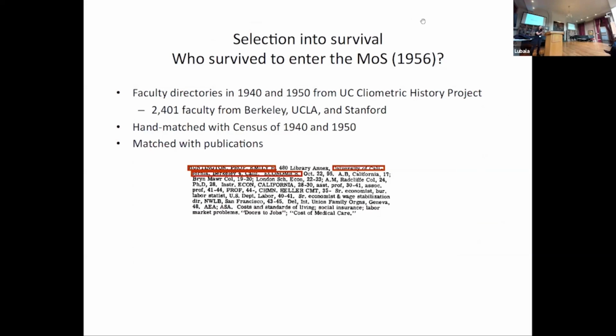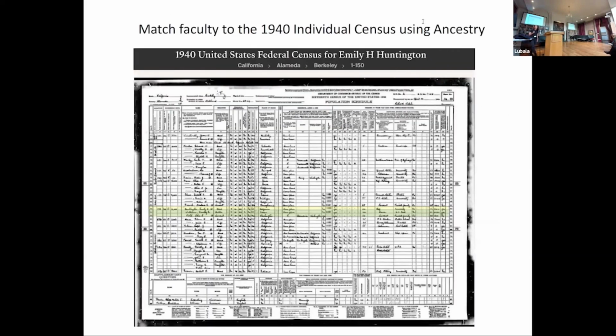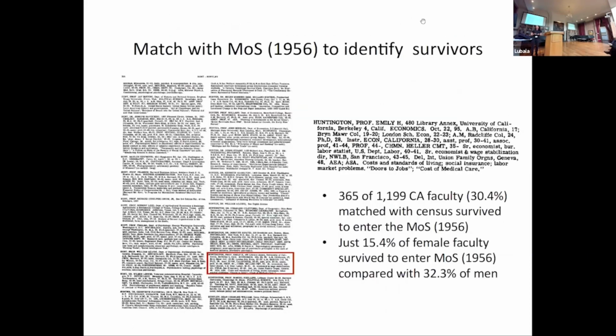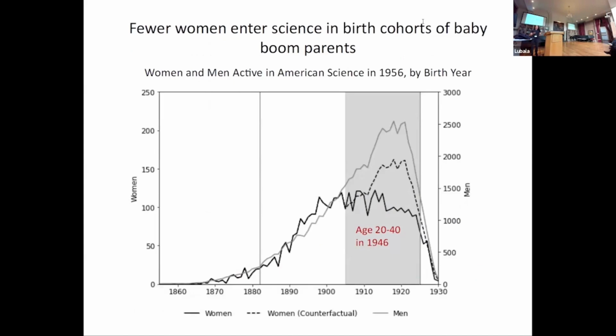We want to look at selection more carefully, so we have to figure out who survived to enter American Men of Science. To do this, we match faculty directories with the census, and we see whether women are more or less likely to survive to enter Men of Science. I'm just going to show you this really quickly. Yes, women are half as likely to survive as men.